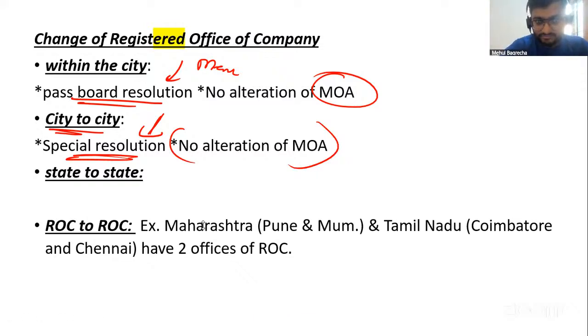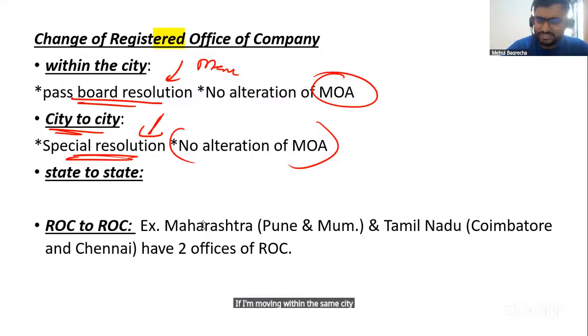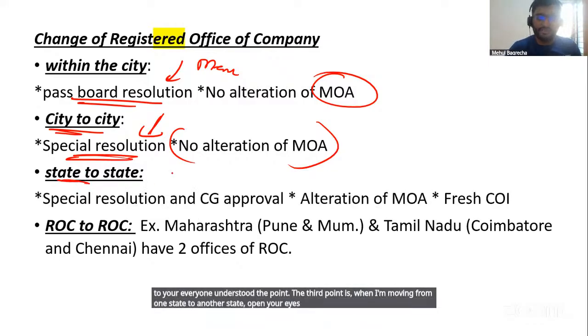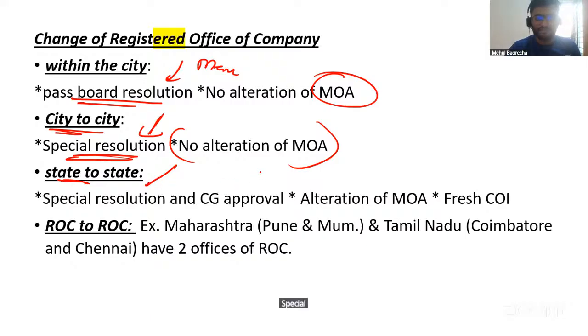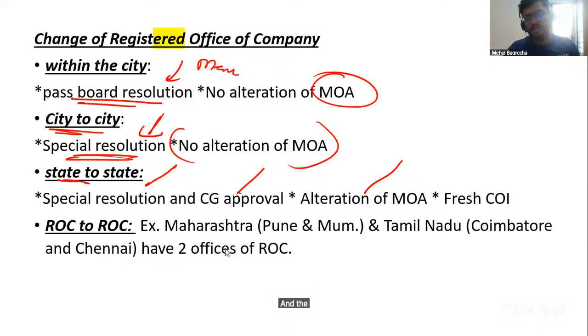Now, see the difference between the first and the second one. If I'm moving within the same city, board resolution is sufficient. If I'm moving from one city to another city, special resolution is required. Clear, everyone? Understood the point? The third point is when I'm moving from one state to another state. Open your eyes. Special resolution, central government approval, alteration of my MOA will come into picture. Why? Because my state clause will change here. And the last one, a fresh certificate of incorporation will be given.